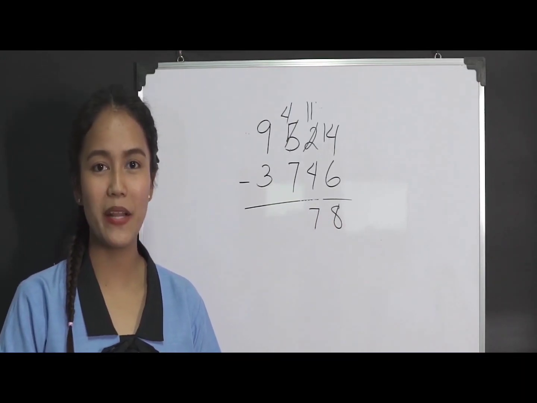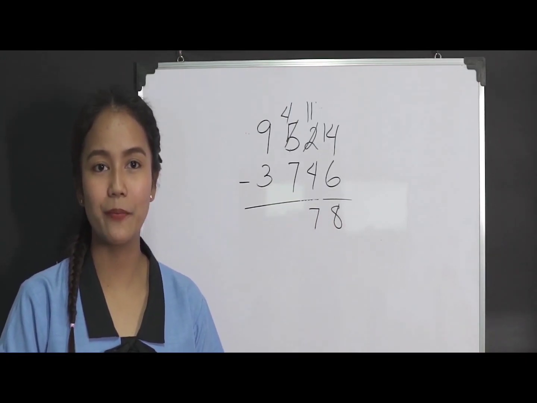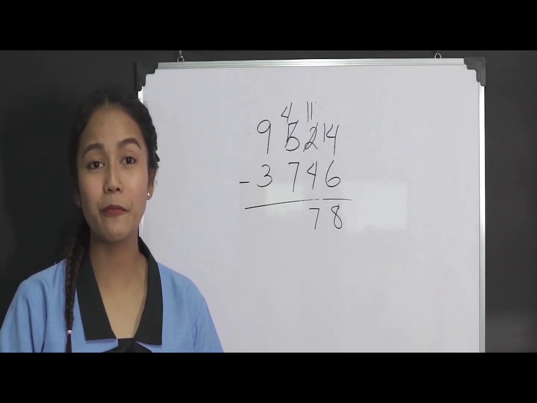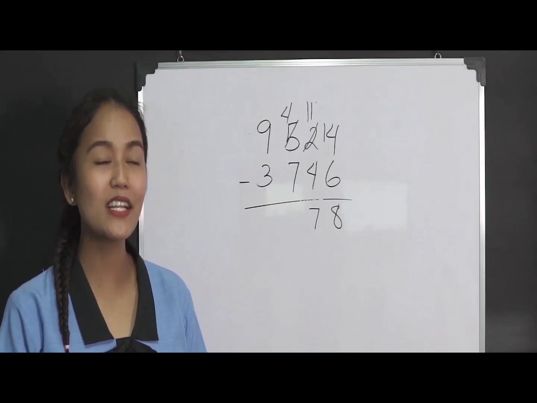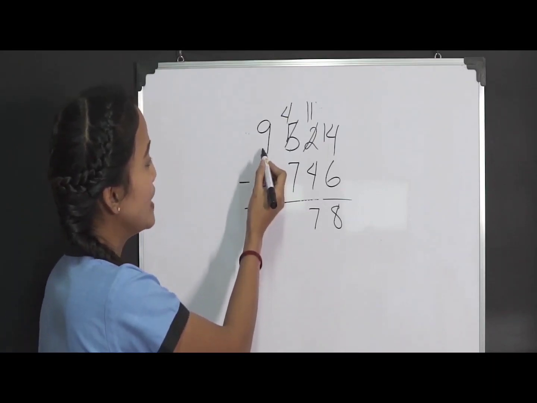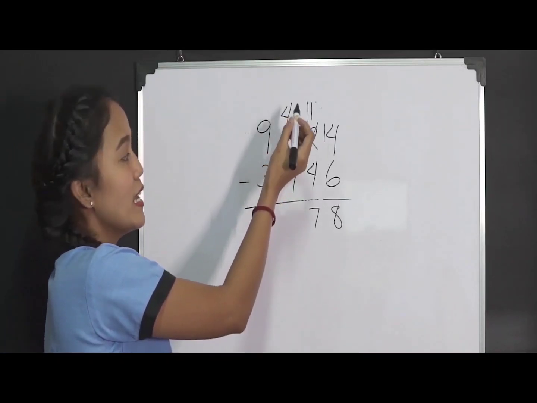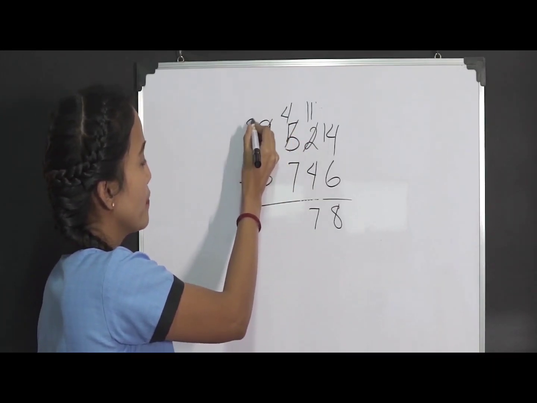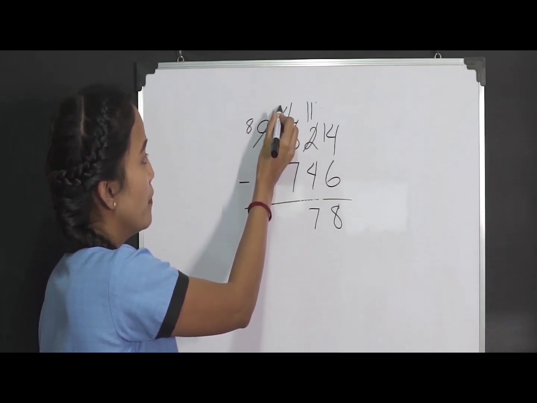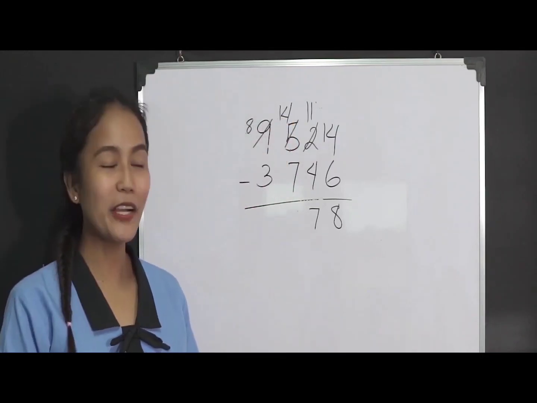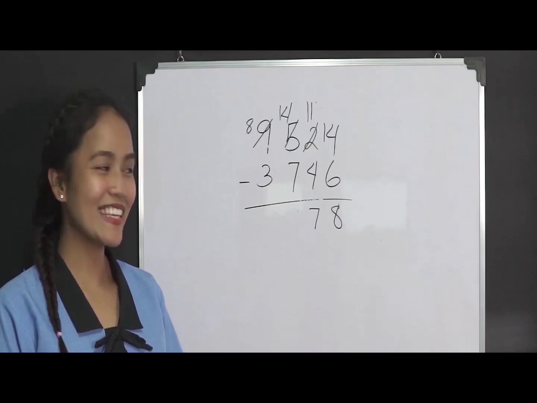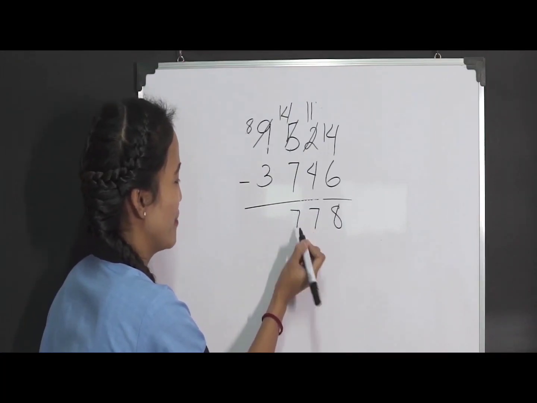Then, the hundreds place. 4 minus 7. Definitely, we cannot subtract 7 from 4. So, again, we need to regroup 1,000 into 10 hundreds. So, 9 will become 8 and 4 will become 14. 14 minus 7 is equal to? Yes, it is equal to 7.